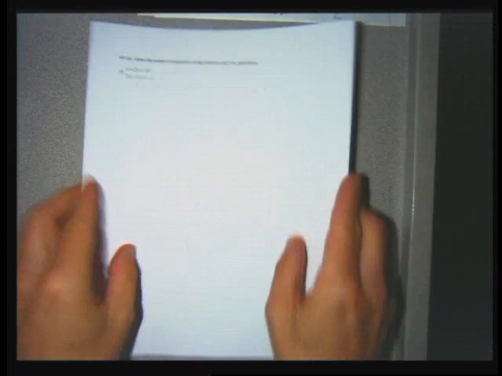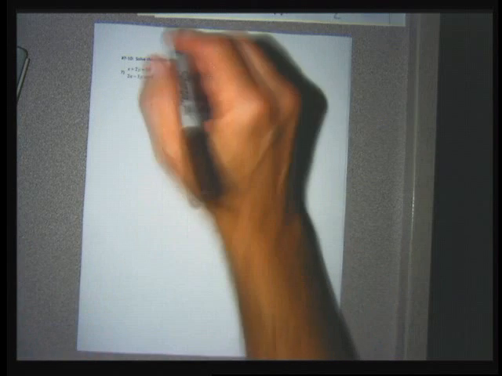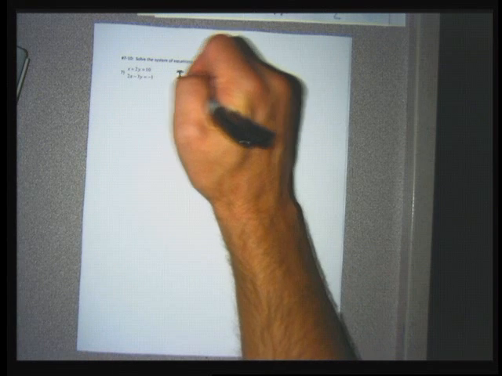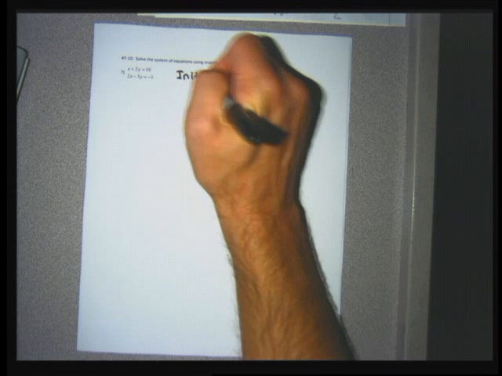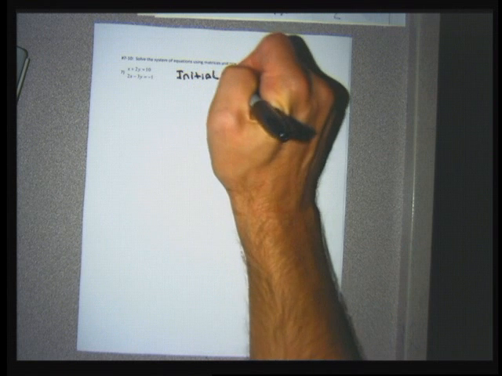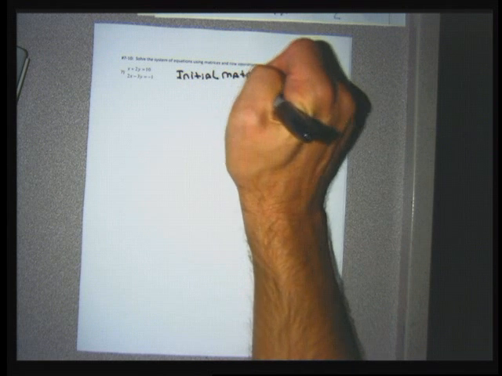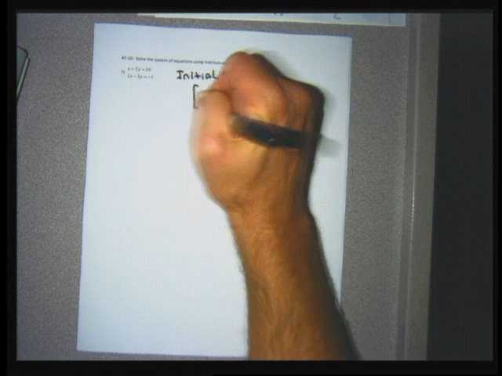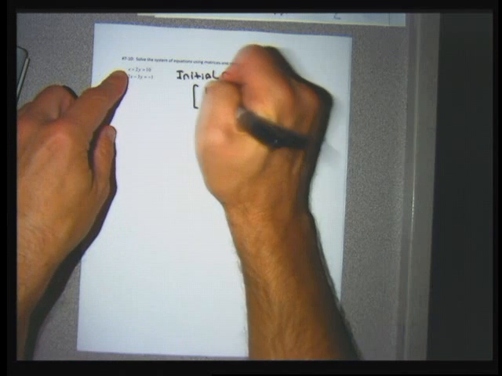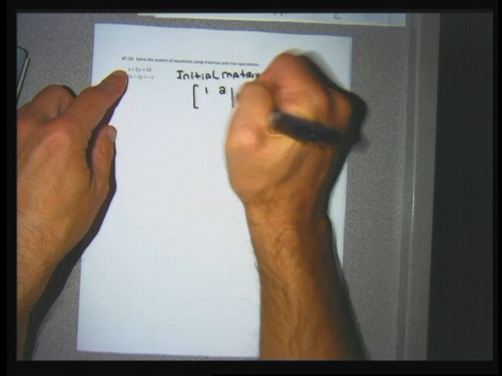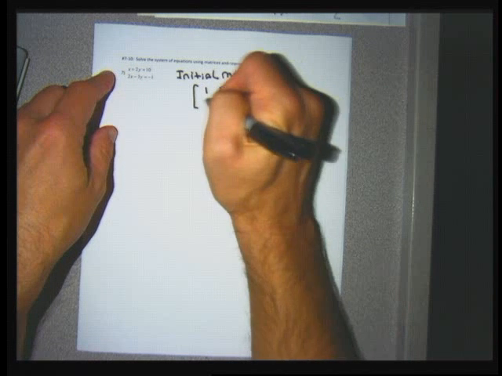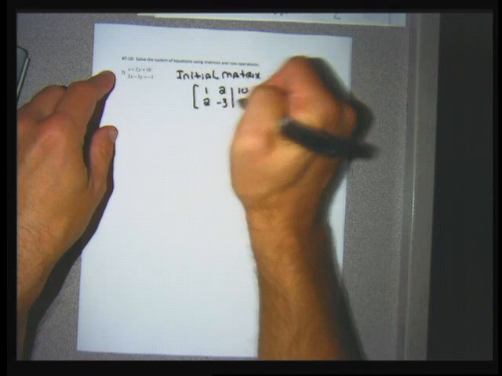6.2 wants me to use matrices and row operations to solve. It's kind of what I've been doing on my calculator. So first, number 7, the first thing I need to do is get my initial matrix. I've kind of been doing that already as I did the last 6 problems. My initial matrix is going to have 1, 2, 10, 2, negative 3, and negative 1.